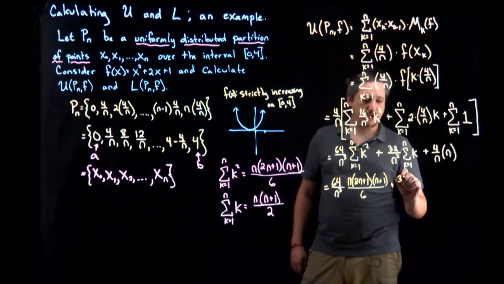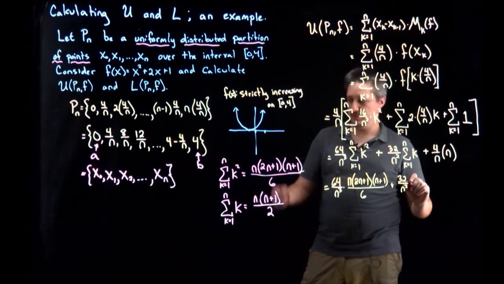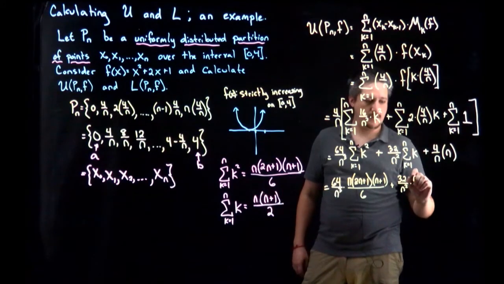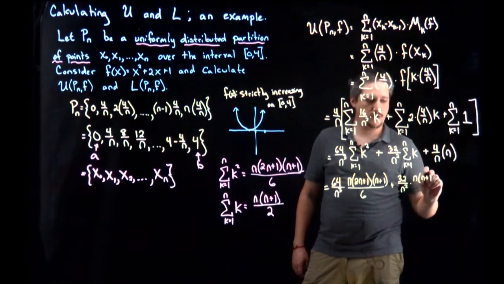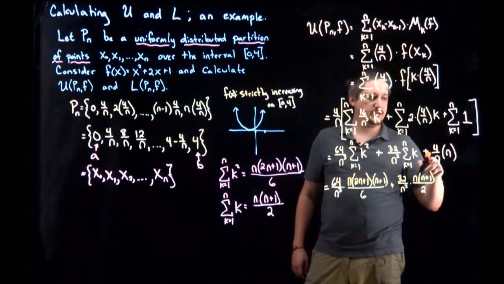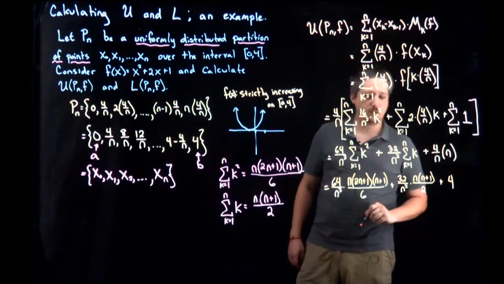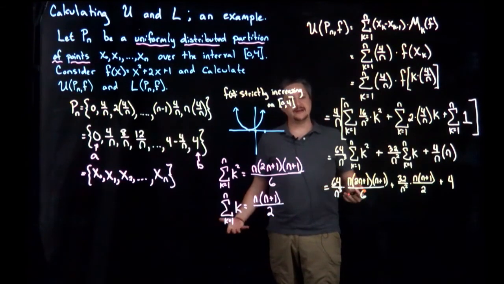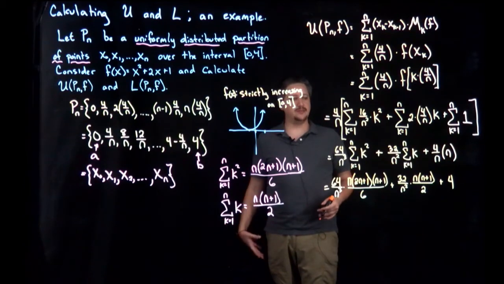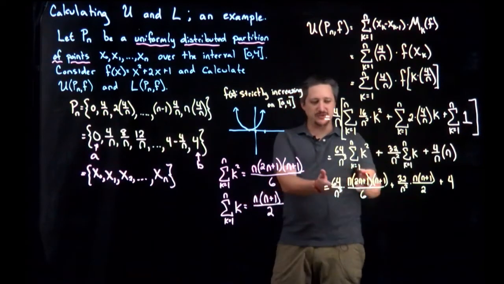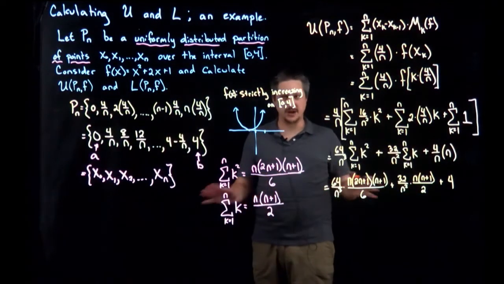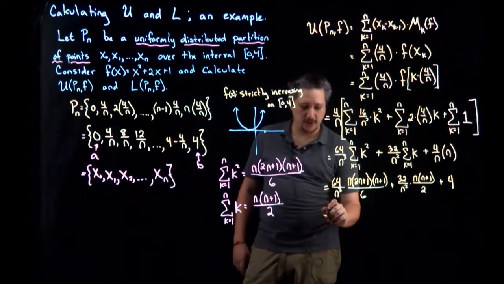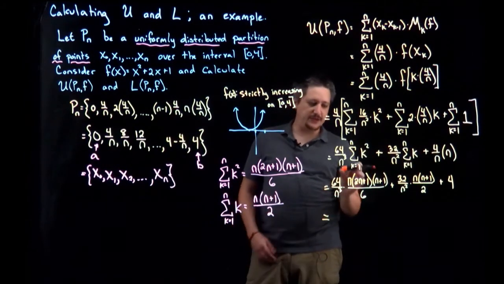Here I have 32 over n squared times this bit times n plus 1 over 2. And here the two n's cancel, so I just have plus 4. Okay? And I can clean this up if I want. It's sort of a nice thing to at least clean up the individual terms. You could find a common term. I wouldn't bother. But you should probably at least clean up the individual terms.